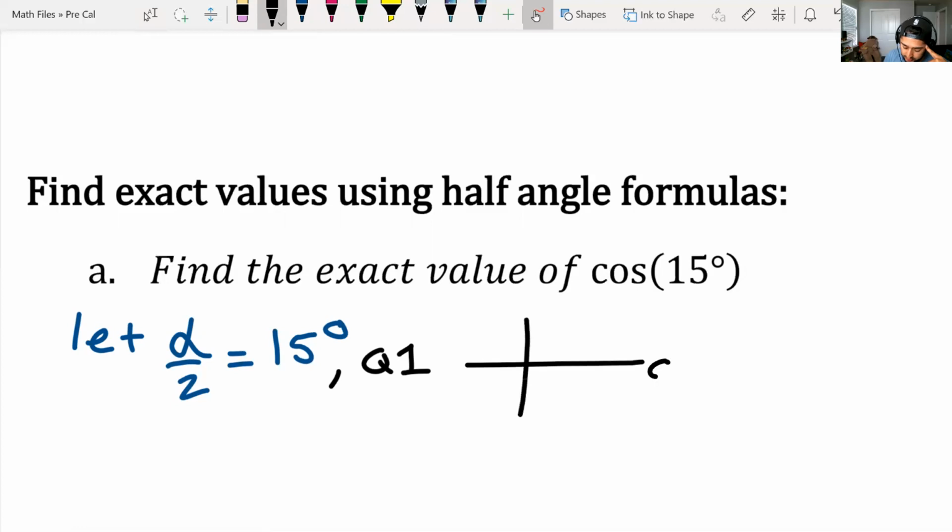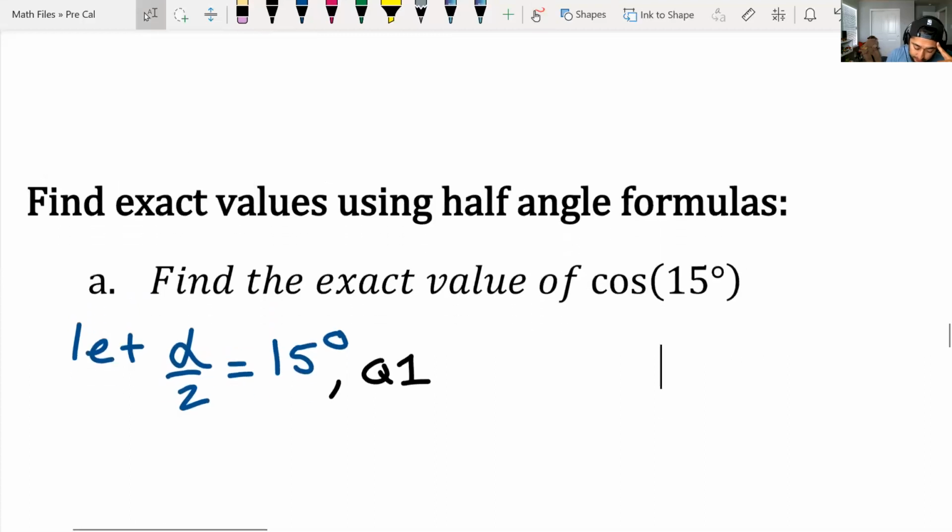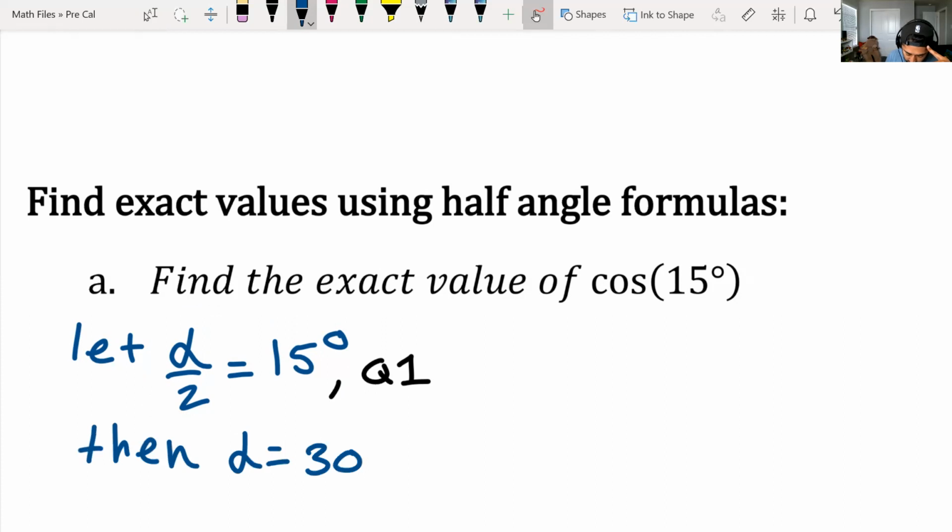If I drew a unit circle, here's 0, here's 90. 15 degrees would be somewhere around there. So it is important to know what quadrant your half angle is in. Which means now what we're going to do is solve for alpha. All I have to do is multiply the right side by 2. So if alpha over 2 equals 15 degrees, then alpha must be 30 degrees.